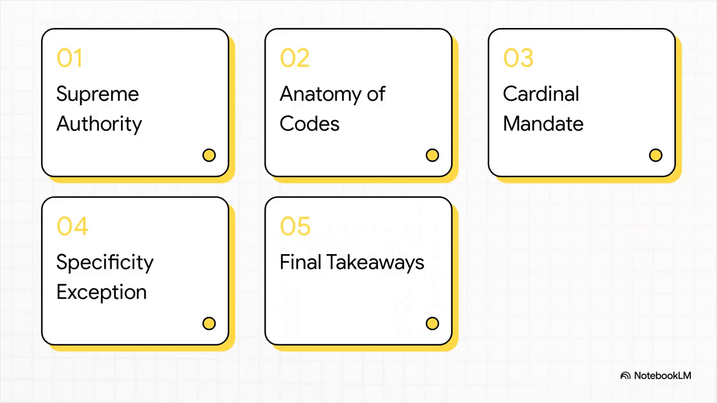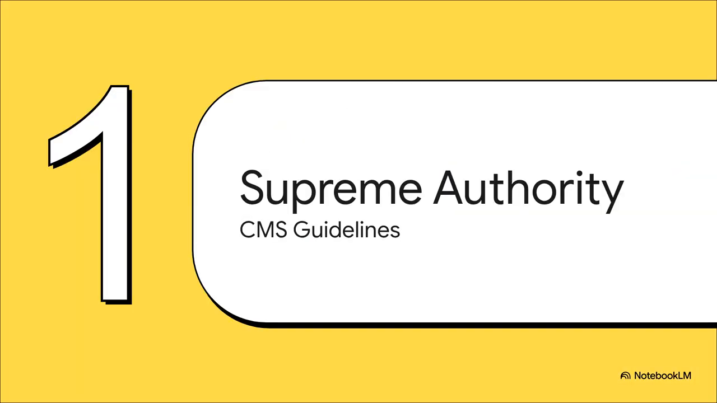Let's dive in. We've got a lot of ground to cover today. We'll start with the Supreme Coding Authority, break down the anatomy of a combination code, cover the cardinal mandate, explore the specificity exception, and lock in our final takeaways. All right, Section 1, the Supreme Coding Authority.